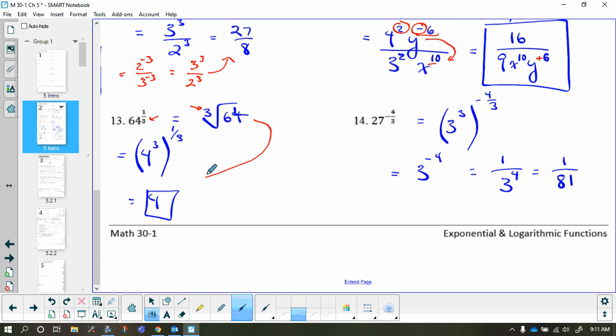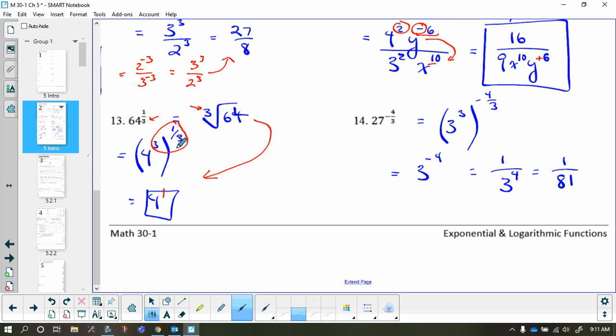us 4. Or we could say, well, 64 is the same as 4 to the exponent 3. 4 cubed is 64, and then I could multiply these two exponents, and I get an exponent of 1. I like this method because it's easier on my brain. I don't like thinking cube roots, but this is easier for me.